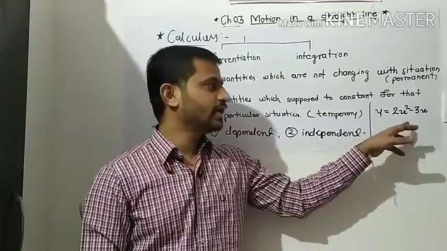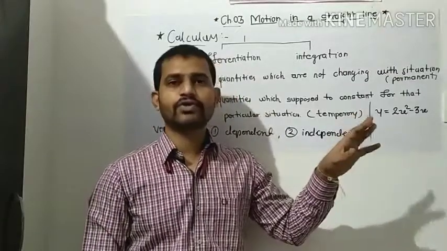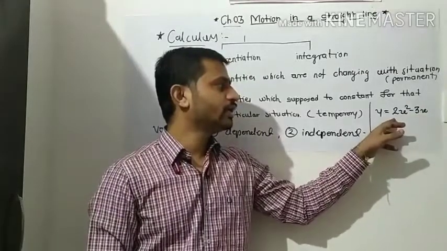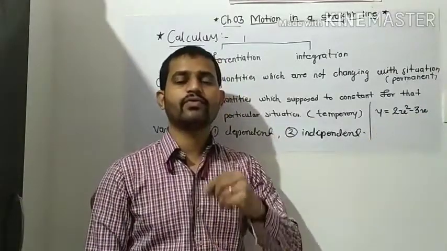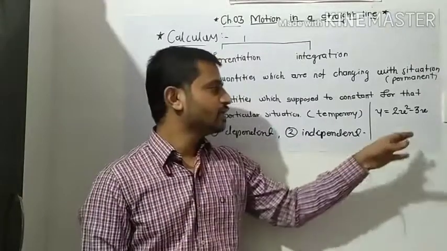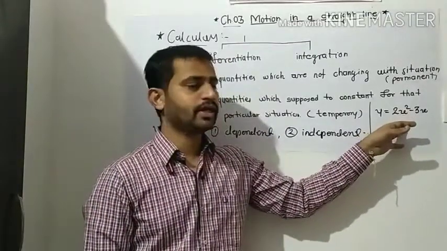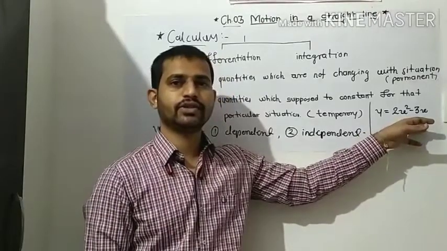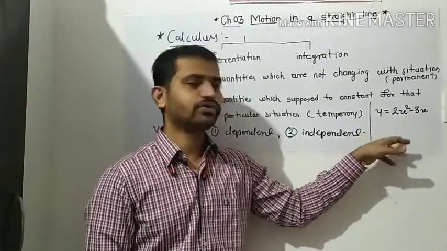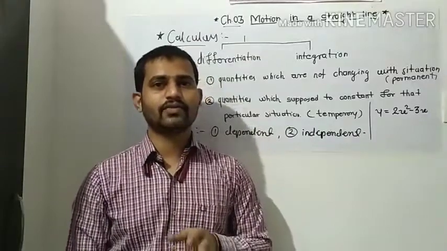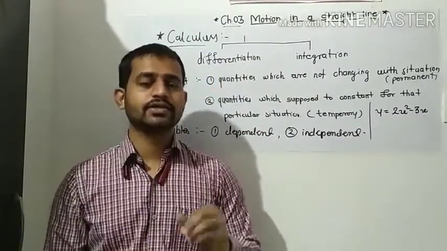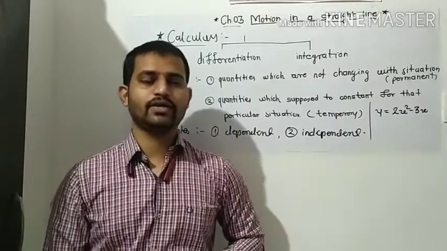So if we put x is equal to 1 here, what do we get? 2 into 1 square minus 3 into 1. So we will get 2 minus 3 is equal to minus 1. But when we keep x is equal to 3 here, then we get 2 into 9, 18, minus 3 into 3, 9, so we get y is equal to 9. So we can see that when we change the value of x, we get the value of y with respect to that quantity.